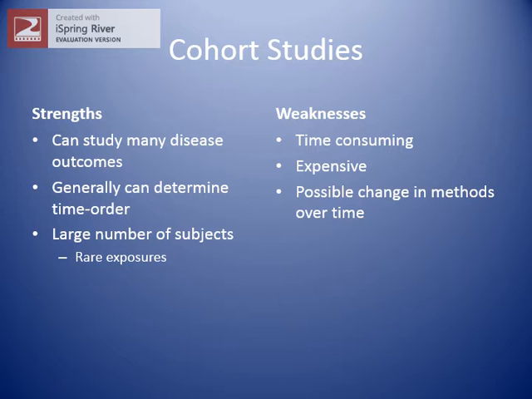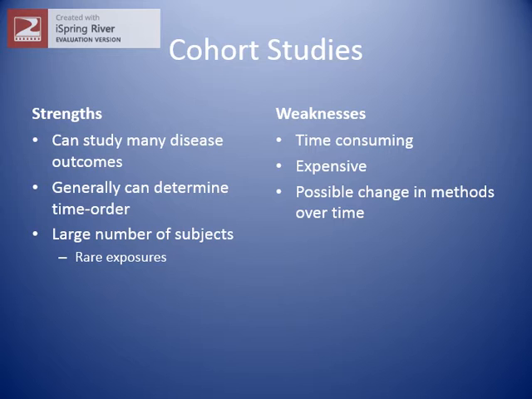So a cohort study wouldn't be a good way to study that, because you've got to stop those birth defects immediately. You need to figure out what's causing them as soon as possible. So waiting 10 or 15 years is not appropriate. Cohort studies can also be very expensive.